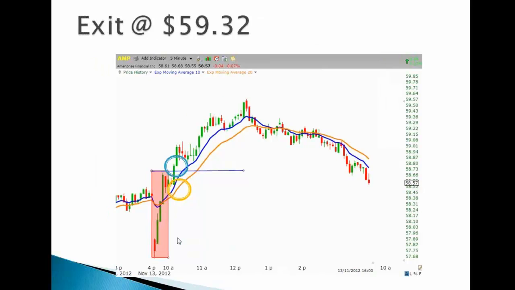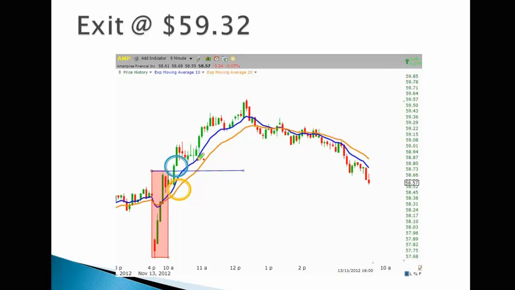So we exited this trade at $59.32, and that means we stayed in the trade as it pulled back to the 10 moving average, bounced off the 10 moving average, came back down, bounced off the 10 moving average again, and came up, and then we closed out as it broke and closed below the 10 period moving average.